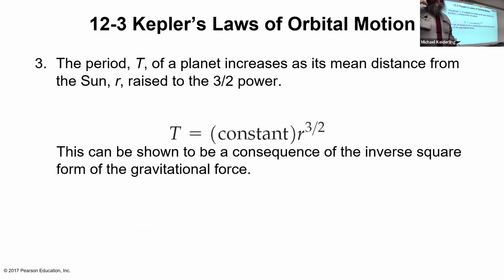The period of a planet, the time it takes to orbit once, its year, increases as its mean distance from the sun, R, raised to the 3/2 power. And this can be shown as a consequence of the inverse square form of the gravitational force.